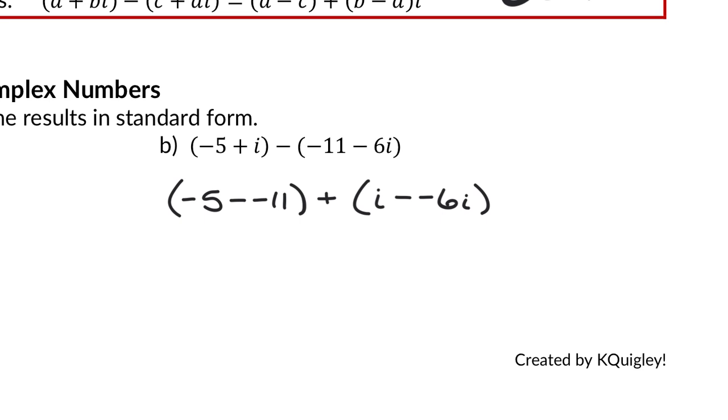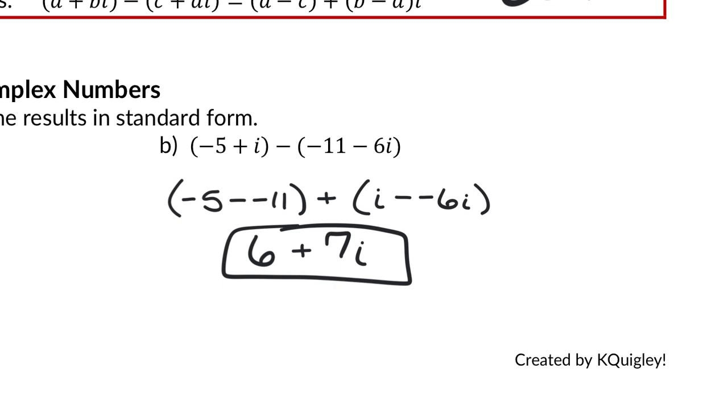Okay, right before lunch, we were working on this problem. We're at the point where we want to combine like terms, but we have negative and negative, which I know means positive, so we're really adding those numbers. Negative 5 plus 11 is 6. And then i plus 6i is 7i.